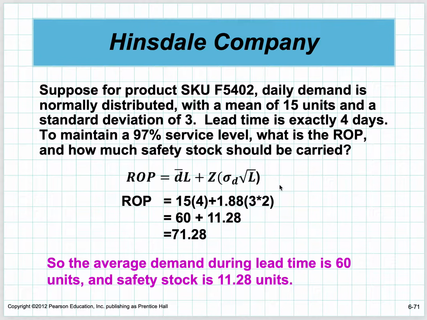So here's a problem. Suppose that for product SKU F5402, whatever that is, daily demand is normally distributed with a mean of 15 units and a standard deviation of 3. Lead time is exactly 4 days. Well, that's a blessing. To maintain a 97% service level, what is the ROP, and how much safety stock should be carried?